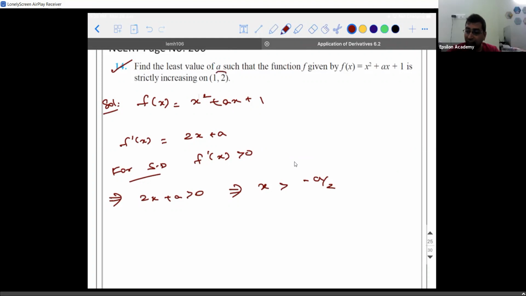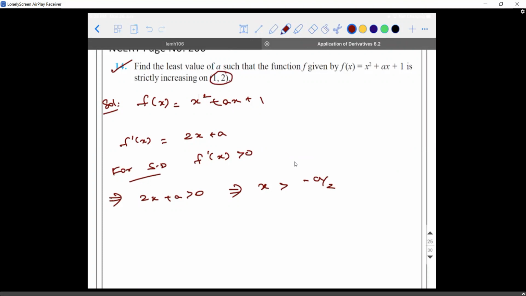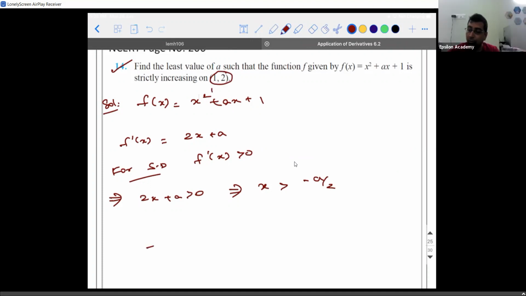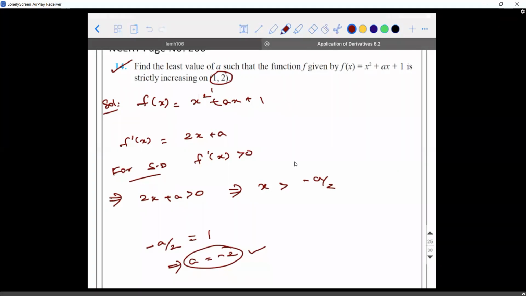And what is the value of x that they have given? 1 to 2. So the minimum value is 1 here. So minus a by 2 is equal to 1, which implies a is equal to minus 2. The least value that is possible is minus 2. So what will be the maximum value? Sir, positive infinity, sir. That's right.